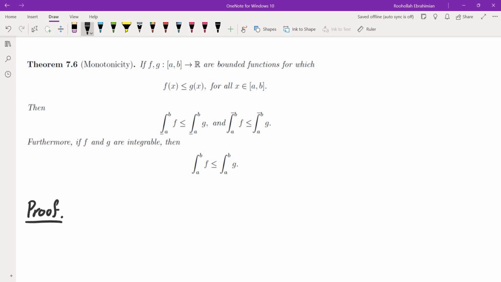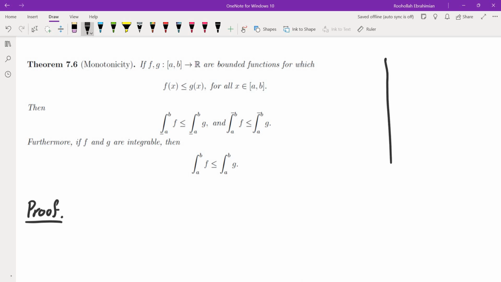Great. Next, we are going to talk about monotonicity of integrals. So what does monotonicity mean, and how do we prove that? If f and g are bounded functions from [a, b] to R, and f of x is always less than or equal to g of x, we want to show that the lower integral of f is always less than or equal to the lower integral of g. So I have an inequality. I can take the lower integral from both sides, and I can take the upper integral from both sides. And therefore, if the functions are both integrable, then it would be taking the integral of both sides of an inequality.